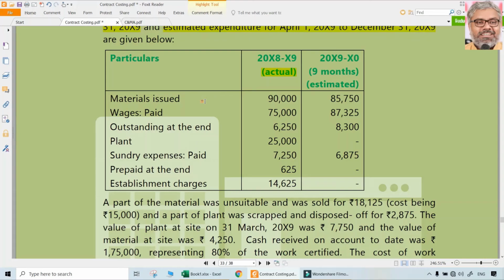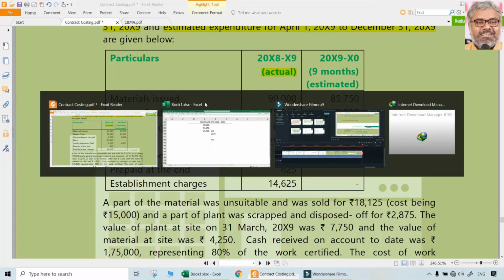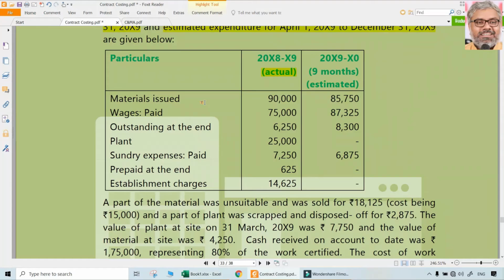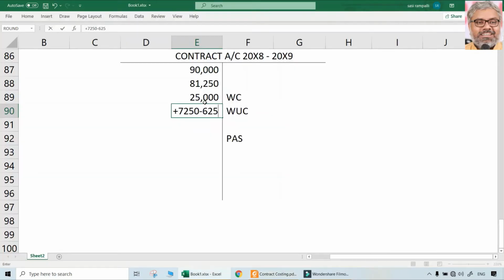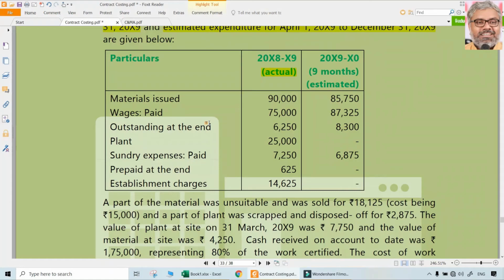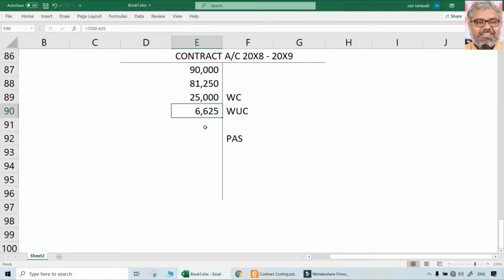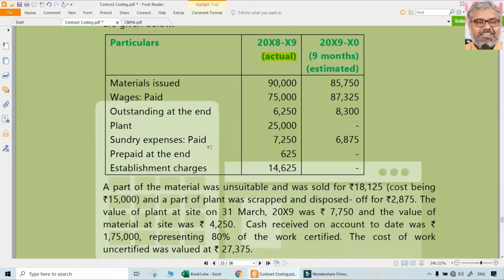Then sundry expenses paid 7250. Prepaid means they should be excluded. Prepaid at the end of the year, that is 625, should be excluded now, which will become expenditure for the next period. So here, a small adjustment: outstanding to be added to the expenditure, prepaid to be reduced from the payment that is to be taken, so that we take accrual basis rather than cash basis. So 7250 minus 625 is the sundry expenses.